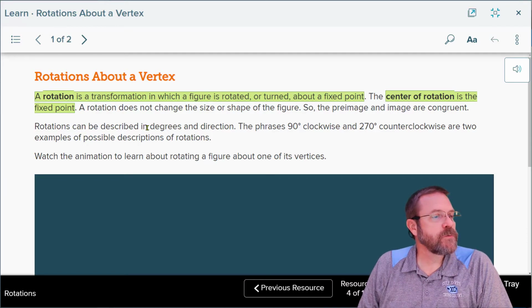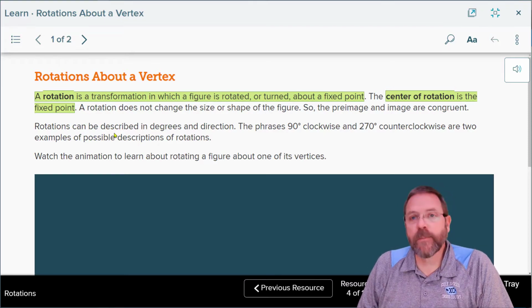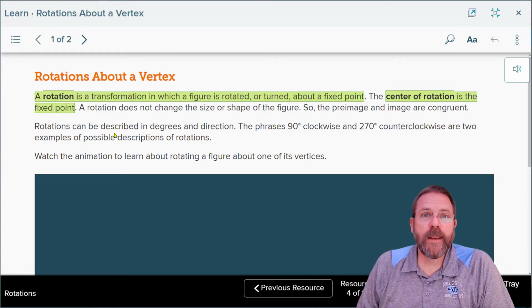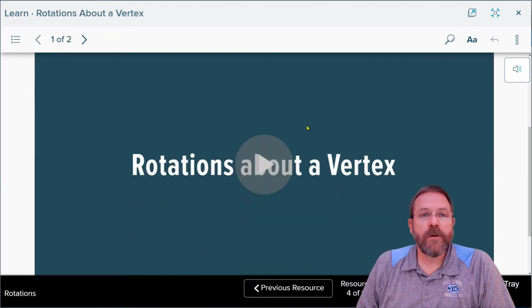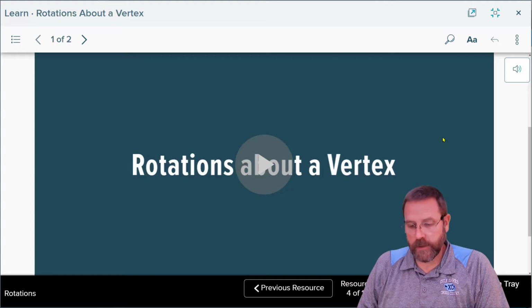Rotations can be described in degrees and in directions. The phrase 90 degrees clockwise or 270 degrees counterclockwise are two examples of possible rotations, and incidentally, it would put the image in the exact location of no matter which way you spun the pre-image. Now we got a video to watch to see how to go about doing all this.